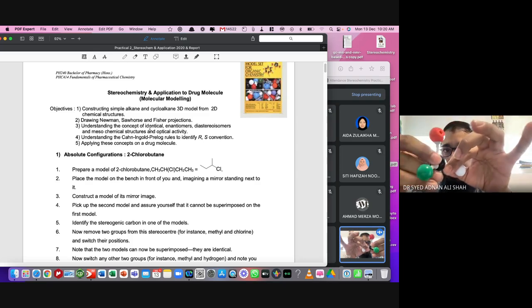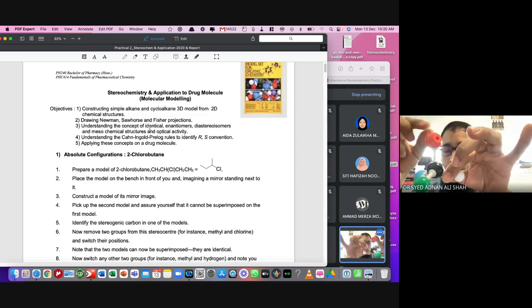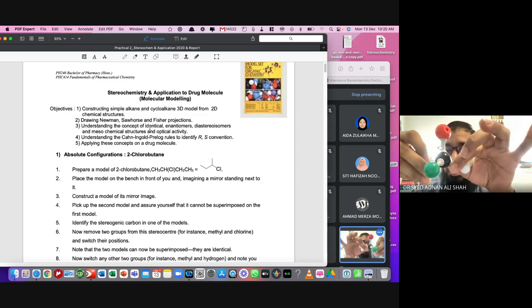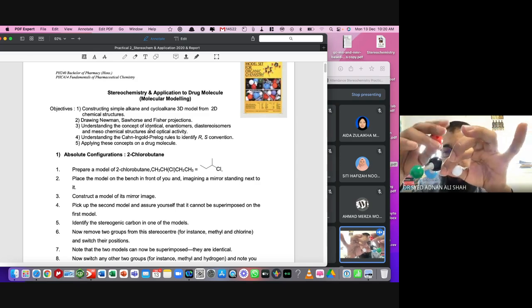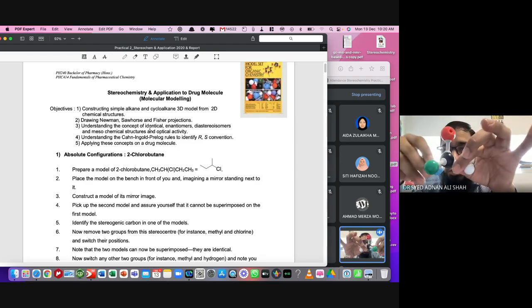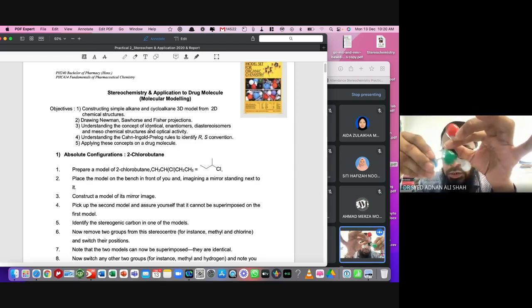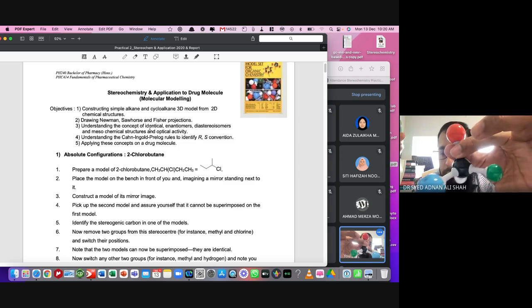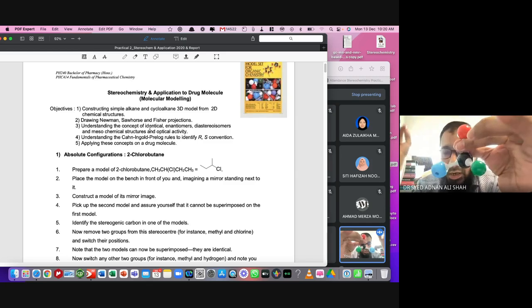So a chiral carbon is the carbon which has all four unsymmetrical or different groups, right? For example, this one is the bromine, this one is the fluorine, this is the chlorine, and this is the hydrogen. All four different atoms. So this carbon is a stereogenic center.